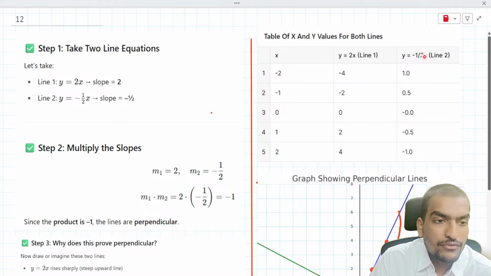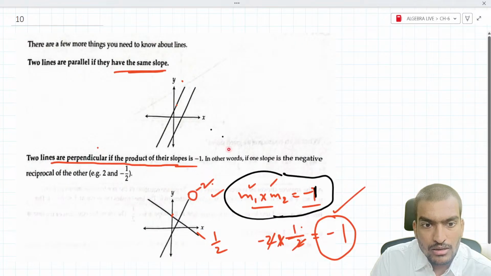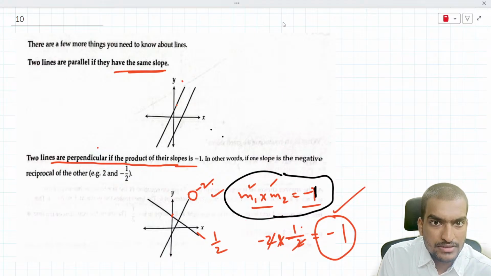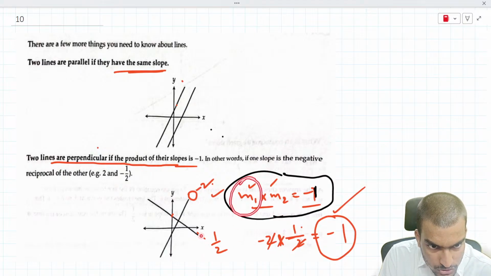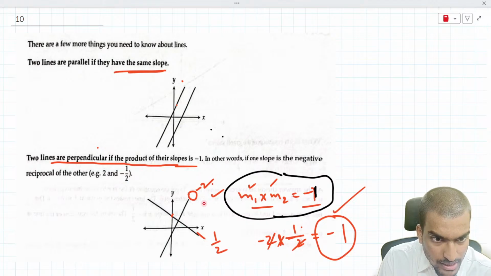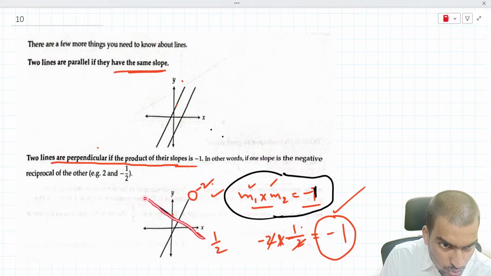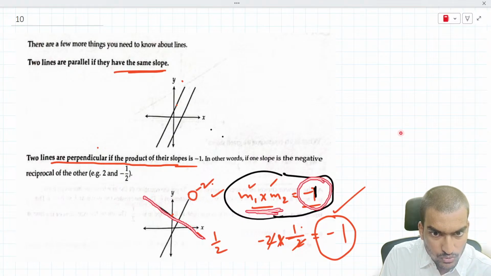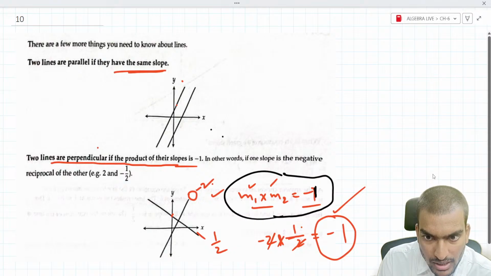How about perpendicular lines? You see, M1 is nothing but the line 1 slope. This is the line 1 slope, M1, and this is the M2 slope. The product of those slopes is equal to -1. So let me tell you the story behind this.